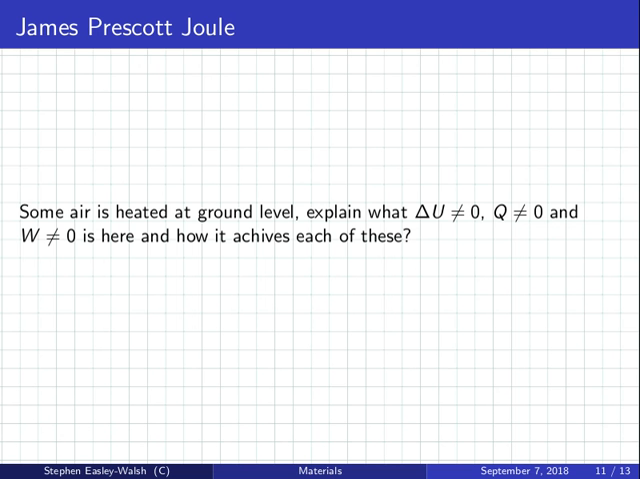Some air is heated at ground level. Explain what the delta U is not zero, Q is not zero, and W is not zero here, and how it achieves this. Why the heck did I put this question in here? I had a reason, but I don't think it was a good reason. What the heck did I put this in for? No, pretend you didn't see that question.